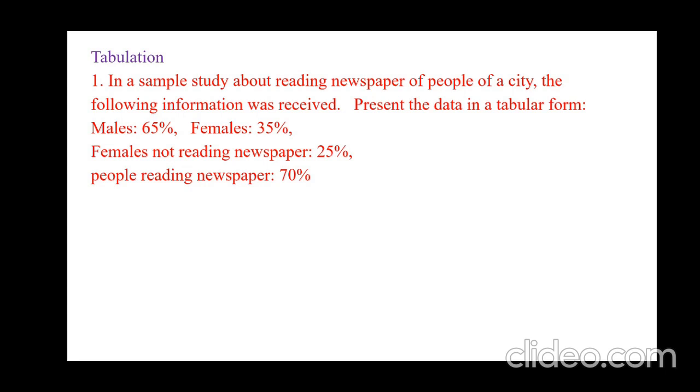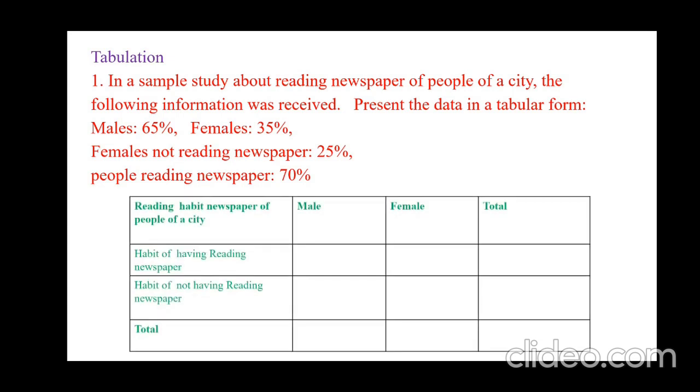Usually 2 information, 3 information, 4 information. With 2 information, one for column, another one for row. With 3 information, 2 column, 1 row. With 4 information, 3 column, 1 row. Like that we need to find. Here 2 information, gender and habit of reading newspaper. Look at that: gender will be column, habit of reading newspaper, having or not having, will be row.